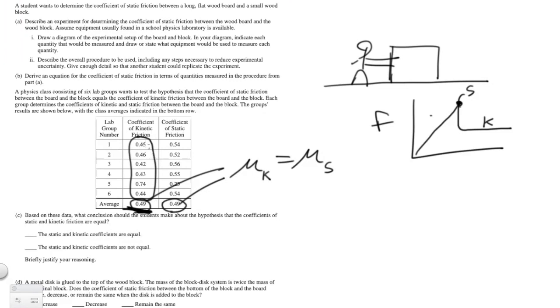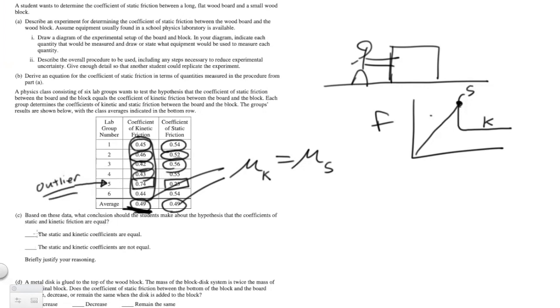Now, why is this data misleading? The reason it's misleading is group number 5 has an outlier. So notice for all these other groups, we have a small kinetic with a bigger static. And that's true for all of them. Small kinetic, bigger static. All the way down, that's the case. And then we get to group number 5, which has a ridiculously big kinetic with a ridiculously small static. So this is what you call an outlier. It doesn't agree with the rest of the data.